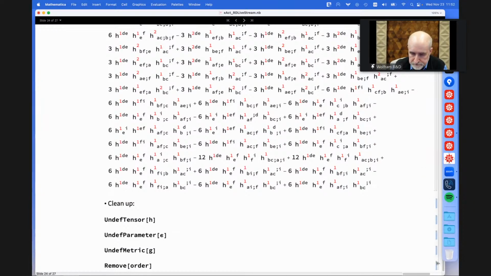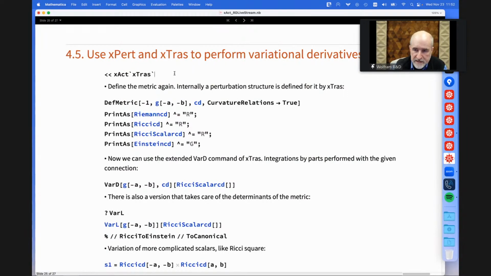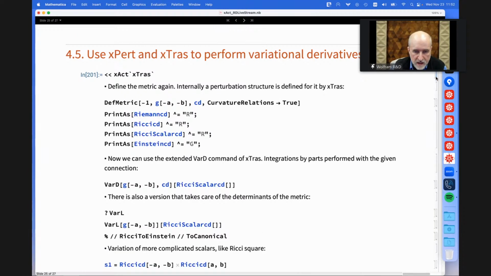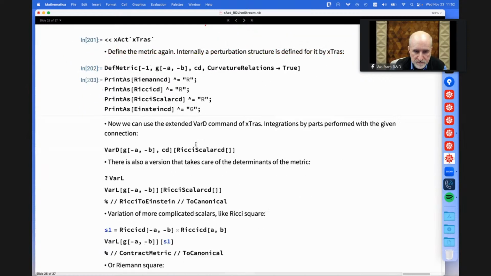Again, clean up. And the last example I will show will use the xAct package, a package that extends many things of the core system of xTensor, written by Teake. So we define a metric again. Now we are going to change to avoid a complicated typesetting. We just say that all these tensors are written in this form with R's and G's.